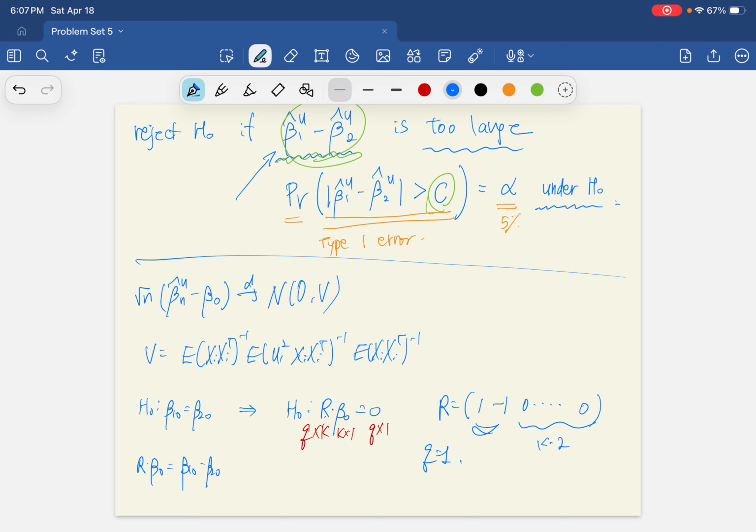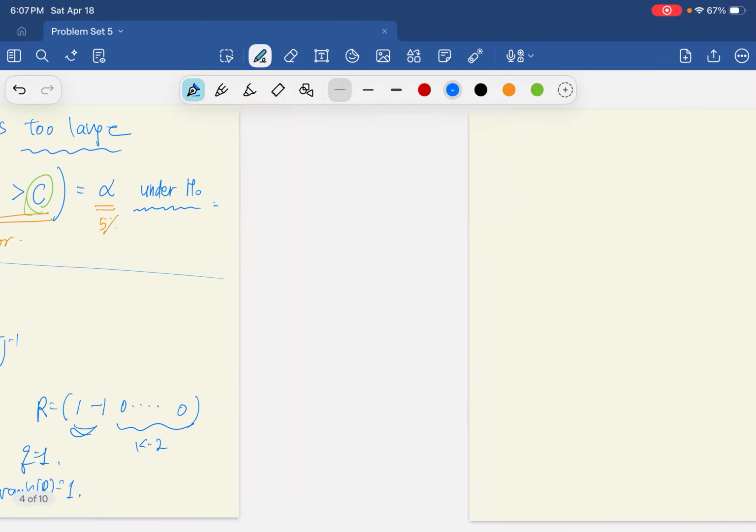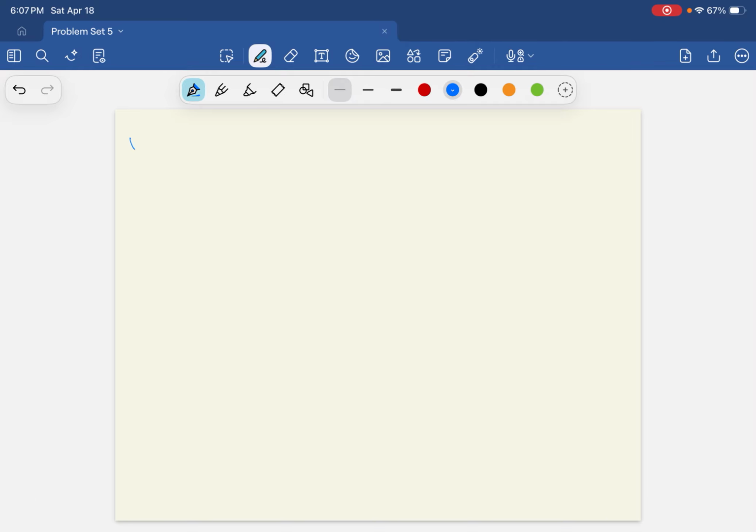Okay, then of course q is 1 and the rank of R is also 1. That is obvious. Then, based on the OLS asymptotics, I'm going to multiply R to the asymptotic result. Then we have another straightforward normal distribution. By the continuous mapping theorem, you will get this new variance. I'm going to write that as sigma squared, which is R times V times R transpose.